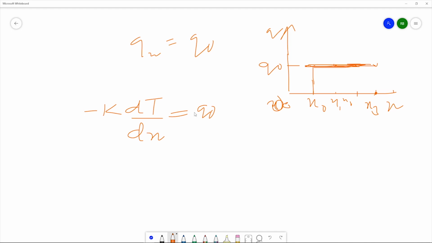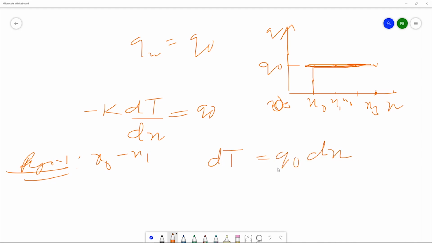So let's integrate this equation for region one. Region one was from substance one or block one, that is from x naught to x one, right? So I will integrate this. So dT equals minus q naught dx by k.